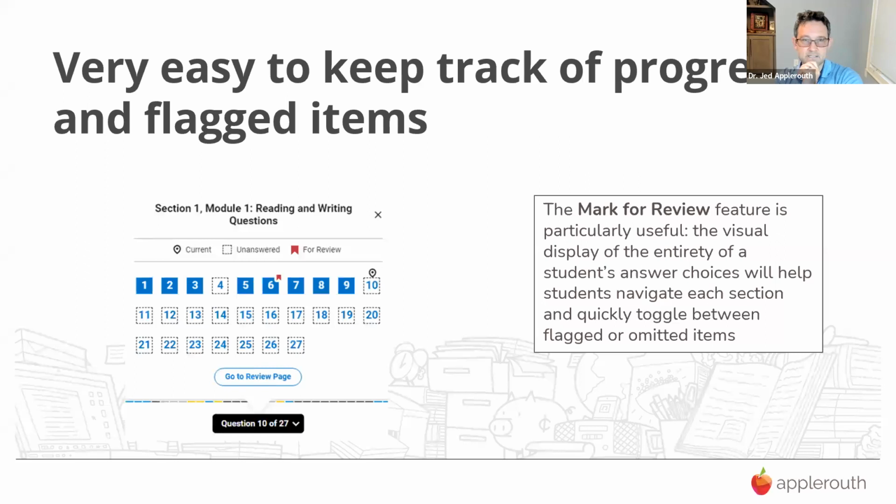It's the very, very bottom. There's something called mark for review. I click on the bottom, this thing opens up, and I can see exactly where I am in the test. I can see, did I skip number 4? Did I answer number 4? And then you can flag. If you know what, I wasn't sure about 6, I'm going to flag 6.